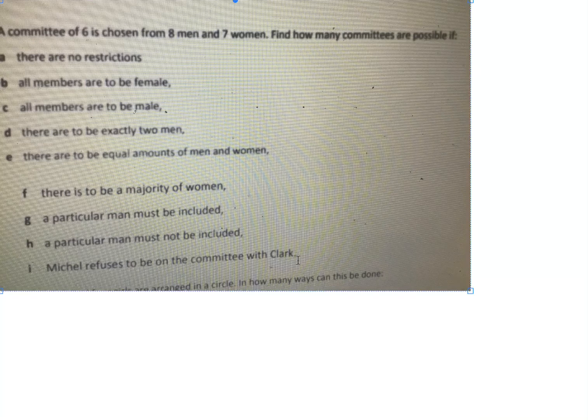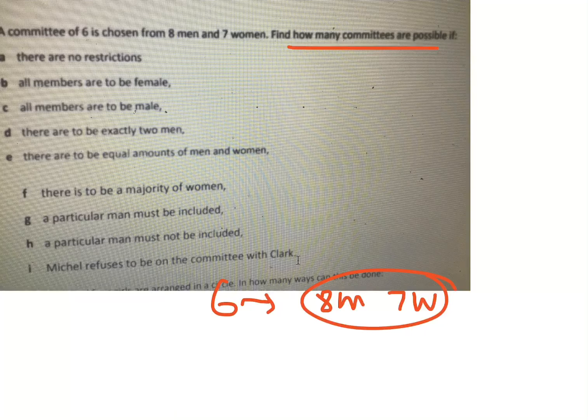Okay, so if you look at this, there are 6. We want 6 to be on the committee from 8 men and 7 women. So find how many committees are possible if there are no restrictions. So 8 plus 7 is 15, so that would be 15C6. That's a combination because the order doesn't matter. We're just choosing people for the committee.